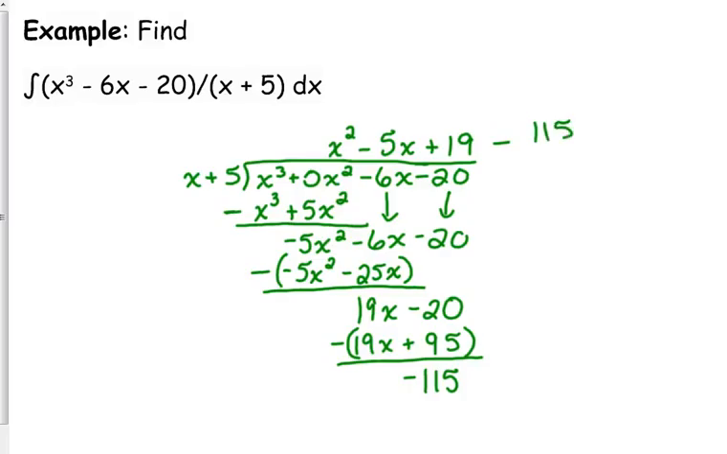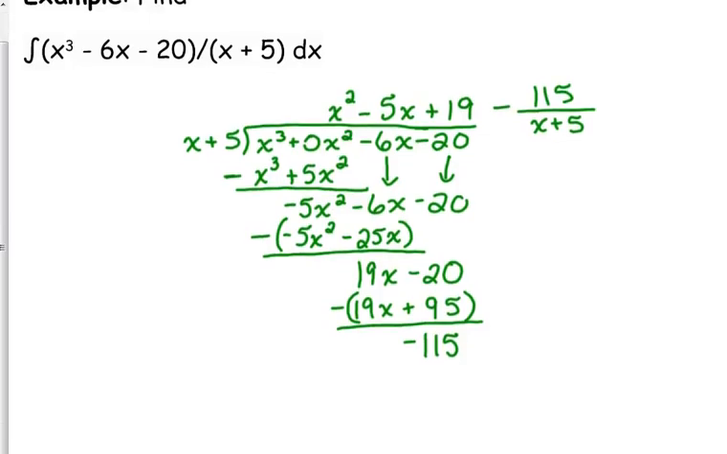So when we rewrite this expression, it is equivalent to, now, it looks a little weird, but it is equivalent to x squared minus 5x plus 19 minus 115 over x plus 5. I just stick it on the end. I mean, it doesn't really matter. This is going to be a multiple choice question. It doesn't matter what you're working with.